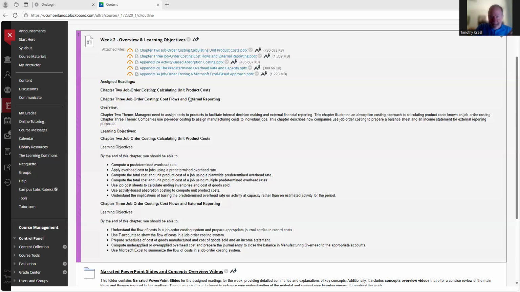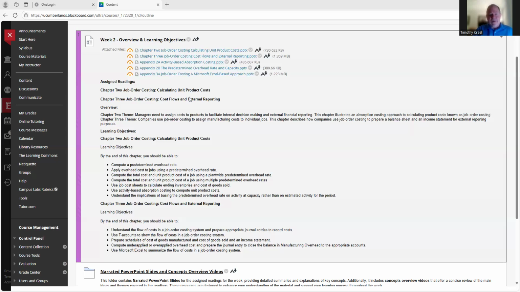You're also going to see a flow. Items come in as raw materials waiting to go into production. They move into work in process, which is like the assembly line as a product is being produced. And then they move to finished goods, which is the completed products waiting to be sold to a customer. So you're going to see a flow of cost through this process as well.